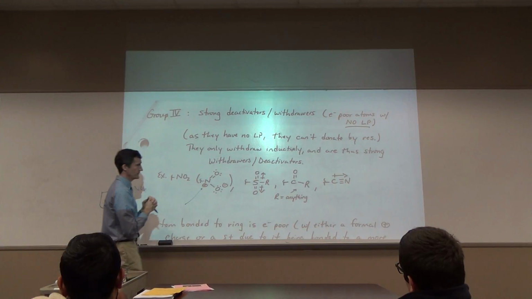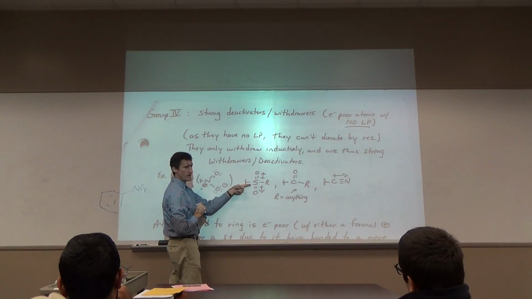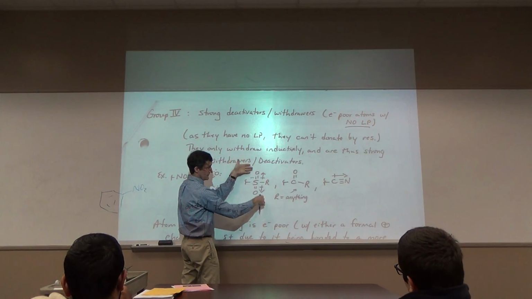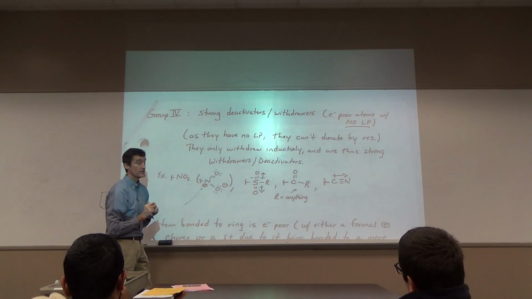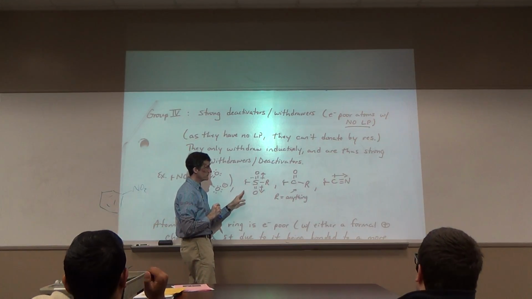So it fits the description of what we said. What about some other groups? What about like a sulfone? Maybe it's a sulfonic acid. Does a sulfur have a lone pair? No. Is it electron poor? Yes, because it's got these dipoles. And so that sulfur is electron poor. Now, it doesn't have a positive charge in that structure, but it's electron poor.